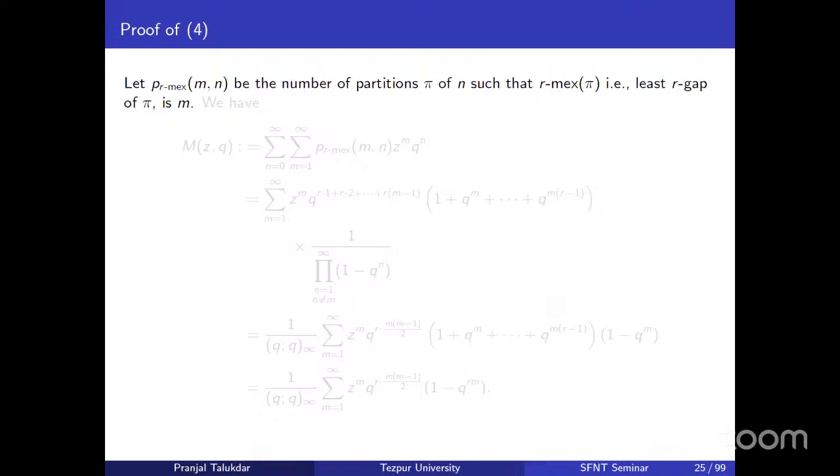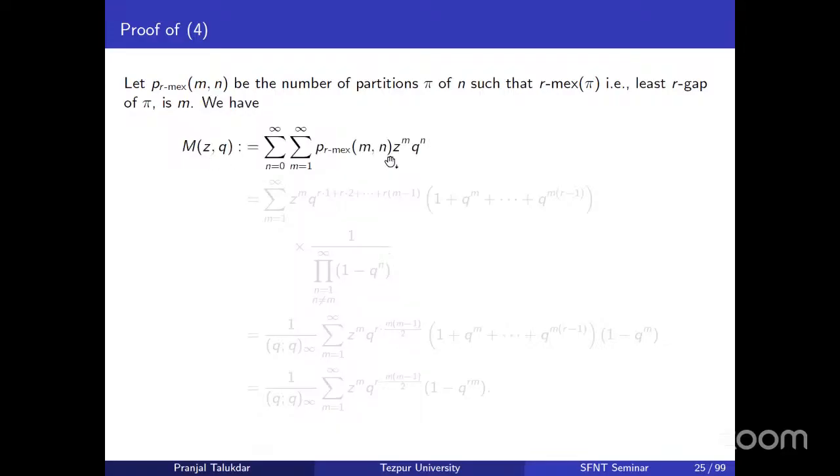So for this, first we define P_rmax(m, n), which counts the number of partitions of n such that rmax(π) is m. So we denote the number of partitions of n such that the least r-gap is m by P_rmax(m, n). And then we construct this double series.